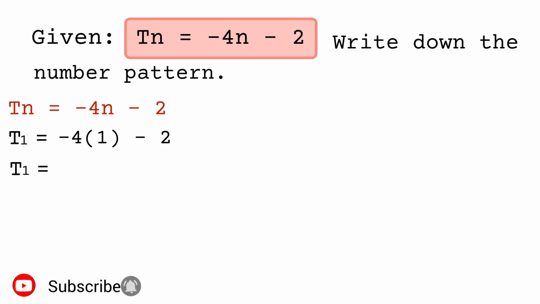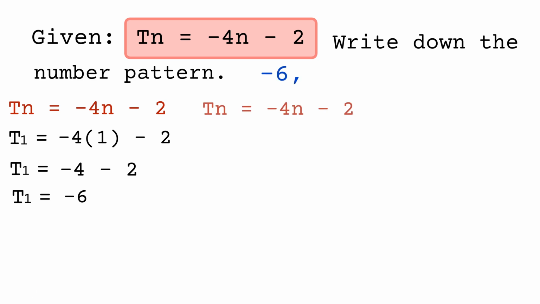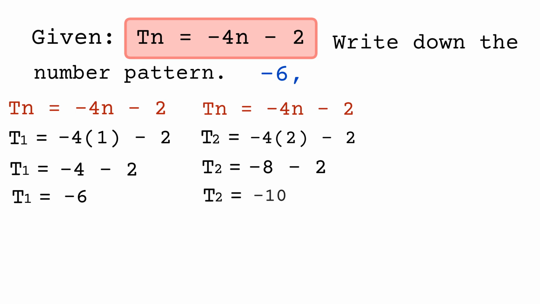-4 multiplied by 1 equals -4. Negative 4 minus 2 equals negative 6. So the first term, which is T1, is equal to negative 6. To find the second term, instead of n, we write 2. Negative 4 multiplied by 2 equals negative 8. Negative 8 minus 2 equals negative 10. So the second term is negative 10.